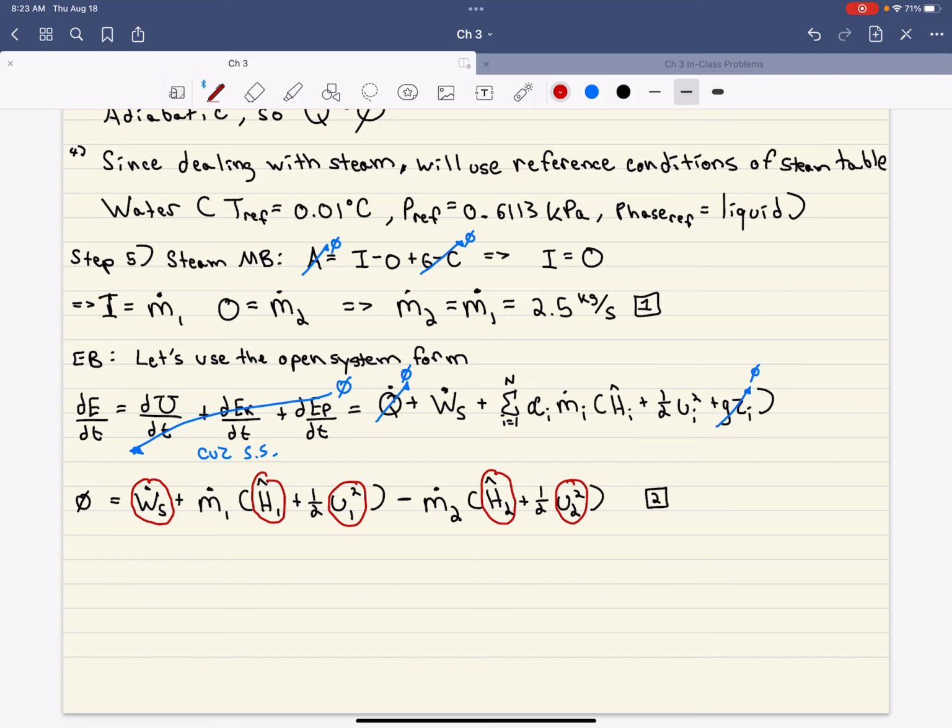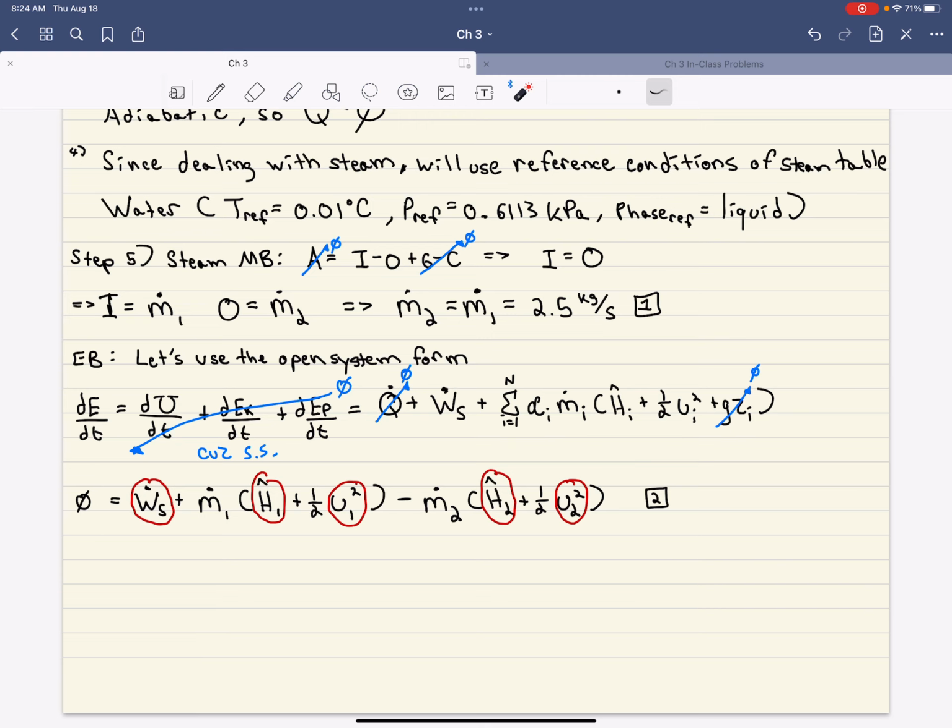Let's now figure out how to get these thermodynamic parameters using the steam tables. Well, actually, before I get ahead of myself, we could get the enthalpy values directly from the steam tables just by looking them up. But for the velocity, we can't find it directly from the steam tables.